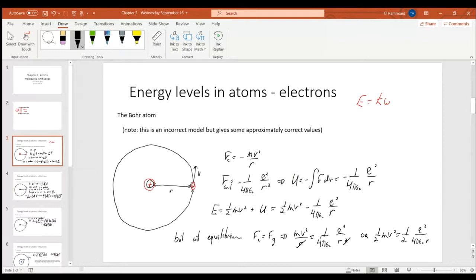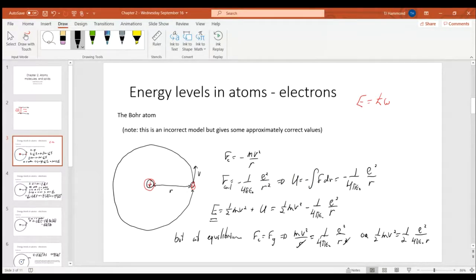So that means that the total energy of the system here is going to be 1/2 mv squared plus the potential energy, and so it's 1/2 mv squared minus 1 over 4 pi epsilon naught e squared over r, where epsilon naught is the permittivity of free space and e is the fundamental charge of an electron and the proton, which happen to be the same, just opposite sign.